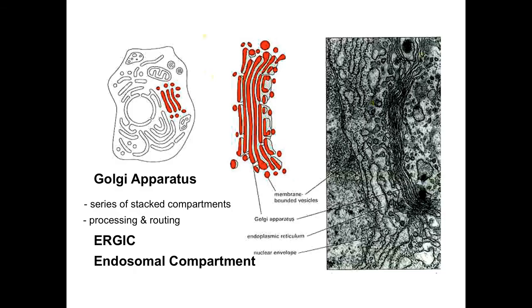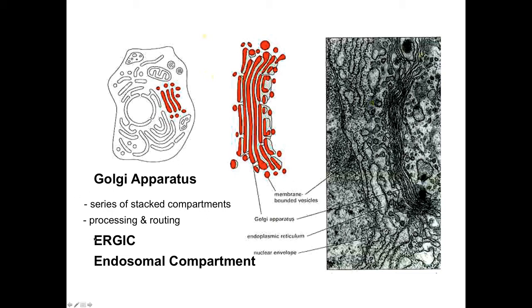One can contrast that with the Golgi apparatus, which is a series of stacked compartments. So each individual Golgi stack is essentially a separate compartment, and that's shown nicely in the high power electron micrograph. We'll talk about the Golgi in fair detail a little bit later in the course. We're going to talk about the Golgi and the ER essentially together later in the course.